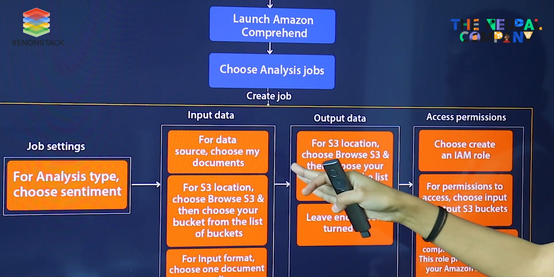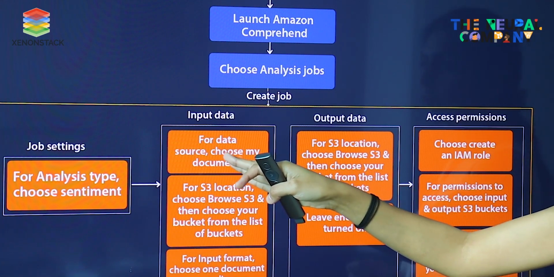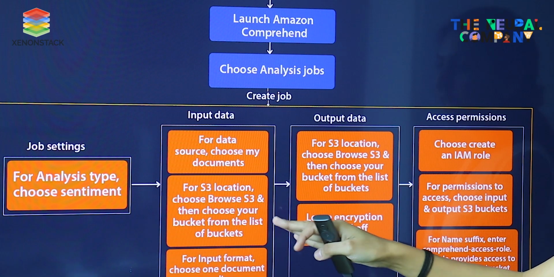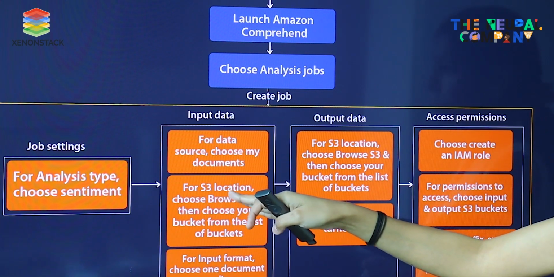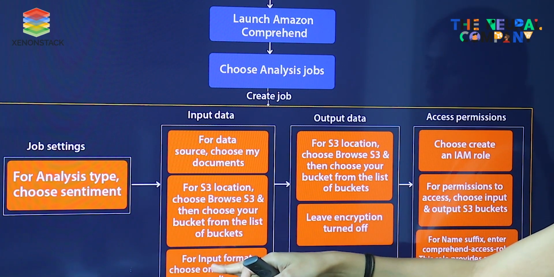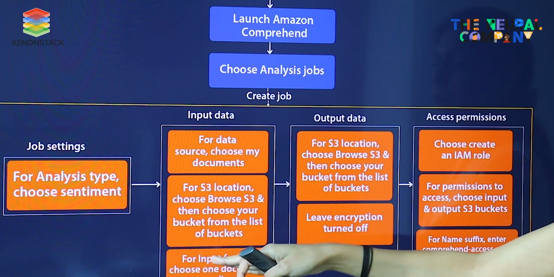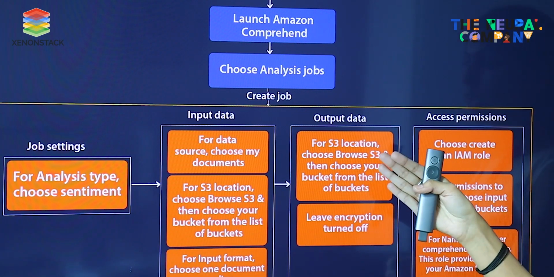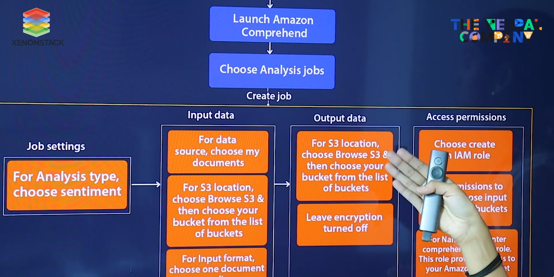For selecting that bucket, firstly we have to select the document source as my documents. Next we have to select our S3 bucket location, and lastly we have to select the input format as one document per line. And then we have to select where we want to store our results.